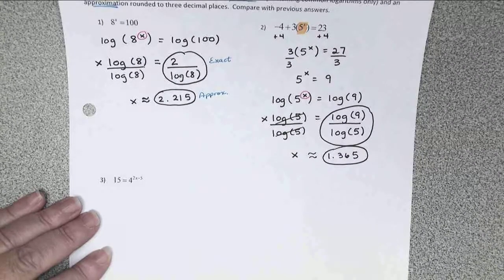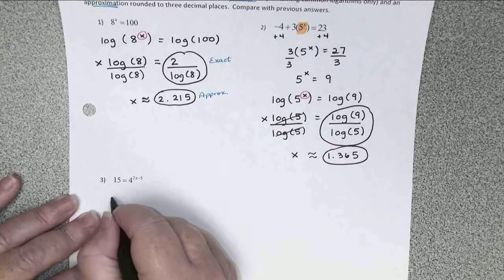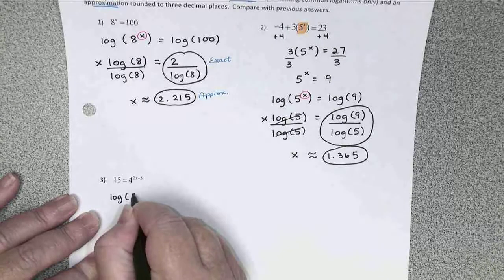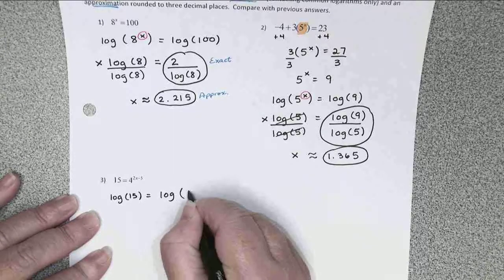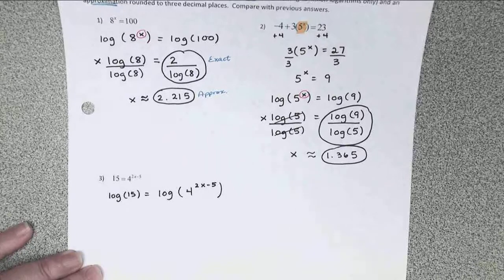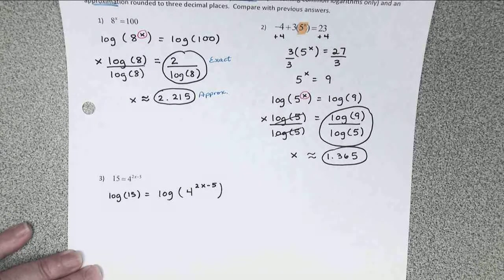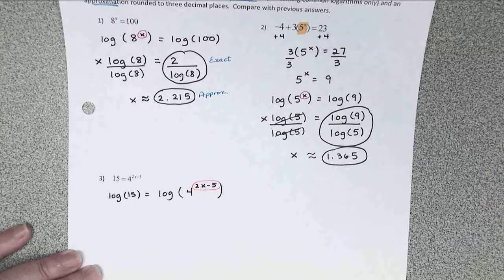All right, our last example of this process. My exponential is isolated in this equation, so I'm going to go ahead and go with the logs right away. The log of 15 equals the log of 4 raised to the 2x minus 5 power. This time, the entire 2x minus 5 is the exponent, so I'll have to bring that entire thing down in front as the multiplier when I apply my power property of logs.